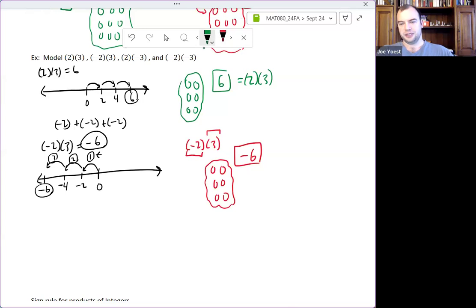Now, what if I had something like, maybe I'll use blue, I don't want any connotation coming along with this. What if I had something like 2 times negative 3? So I want to add 2 to itself negative 3 times. What does that mean? It kind of means that I want to take away 2. So this means like take away 2 green counters 3 times.